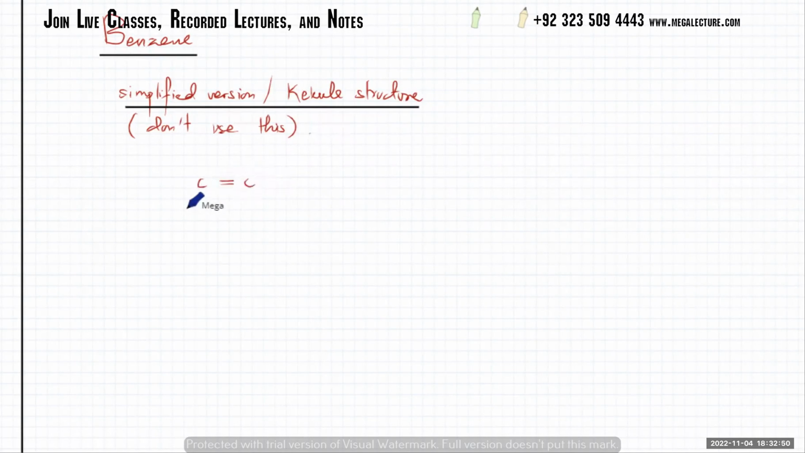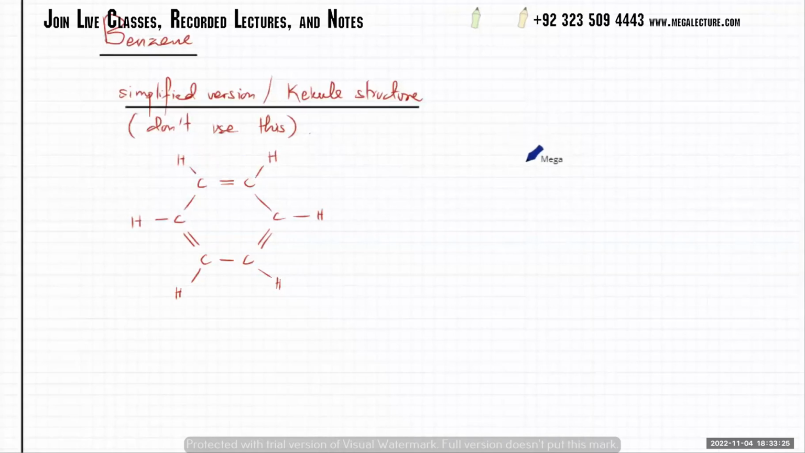It's a cyclic compound in which you've got carbon atoms, and the carbon atoms have alternating double bonds. And there's an H, there's another H, and there are going to be 6 H's. So there's going to be 6 H's, and so the formula of a benzene is C6H6.